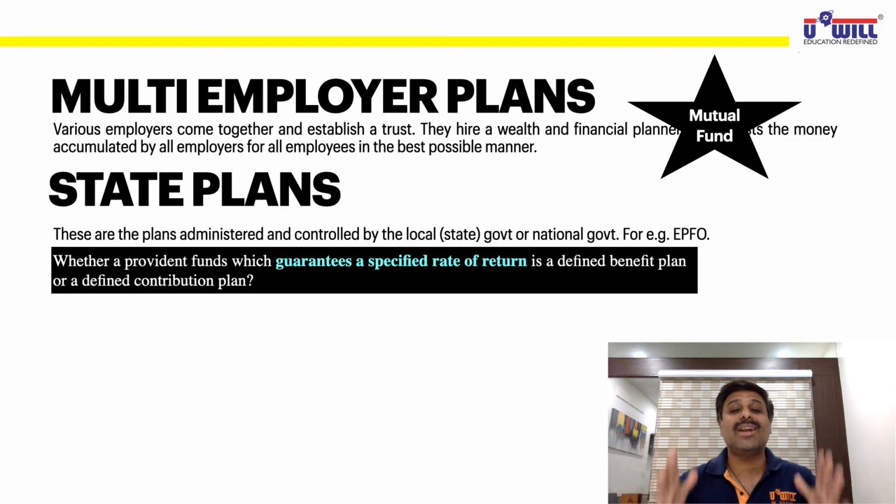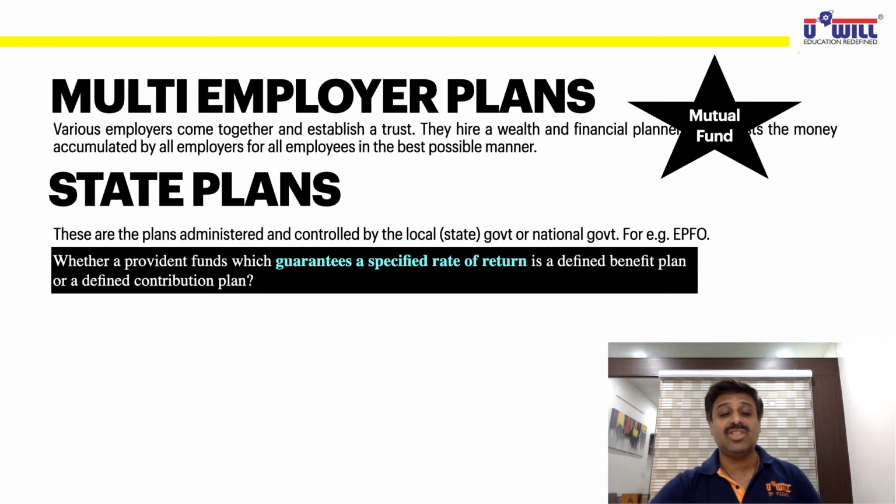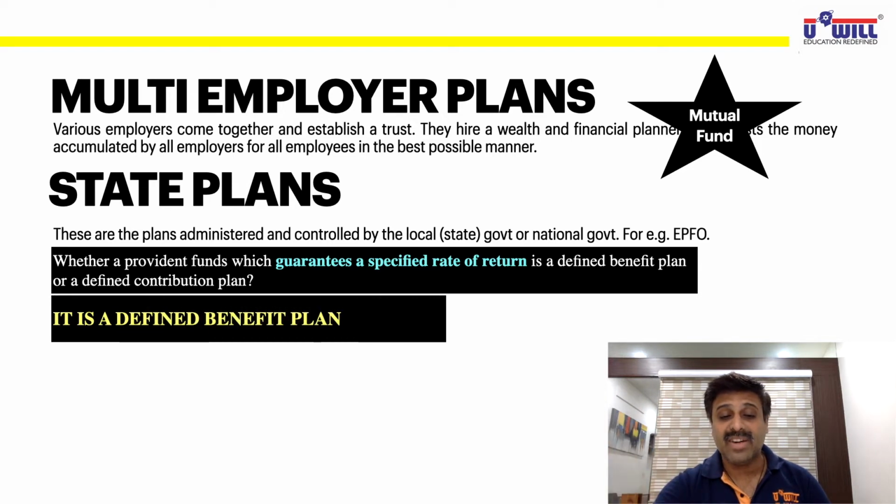The employer's contribution does not remain fixed. It may be less, it may be zero, it may be more also. Because it depends on the return which the government is going to give and the difference in return which the employer will have to give to the employee. So if the employer guarantees a specified rate of return, then a state plan no more remains a defined contribution plan. It becomes a defined benefit plan. So this can be asked in MCQ in your exams, noted as an important question. Normally a state plan is a defined contribution plan. But if you guarantee a specified rate of return, then it becomes a defined benefit plan. Okay. It is a defined benefit plan.